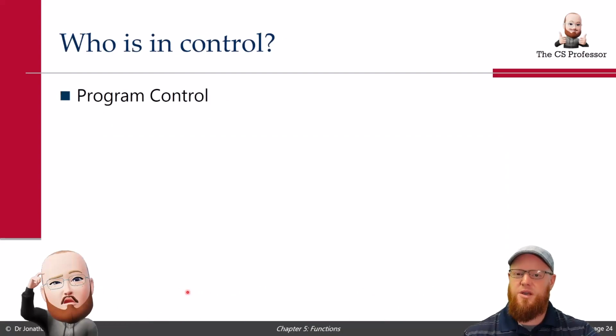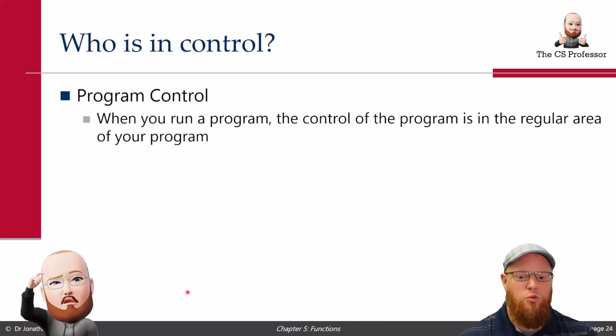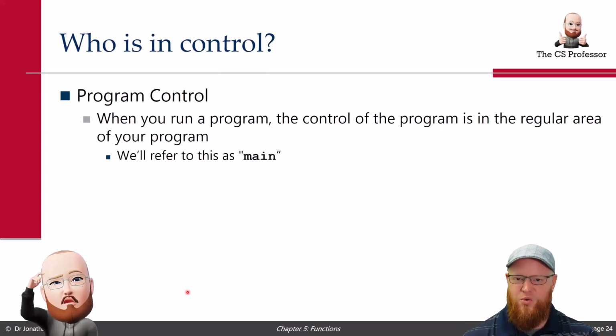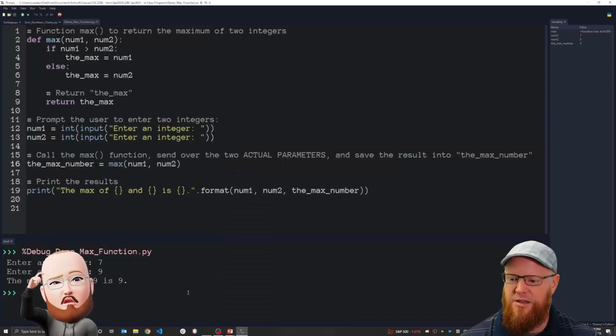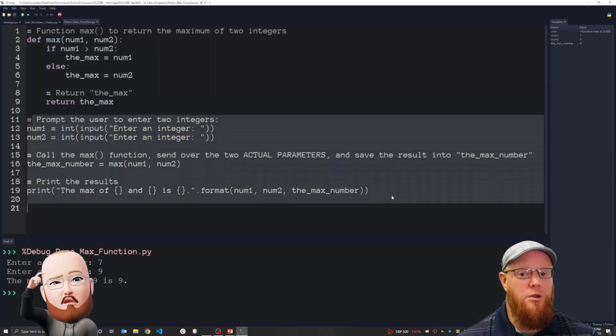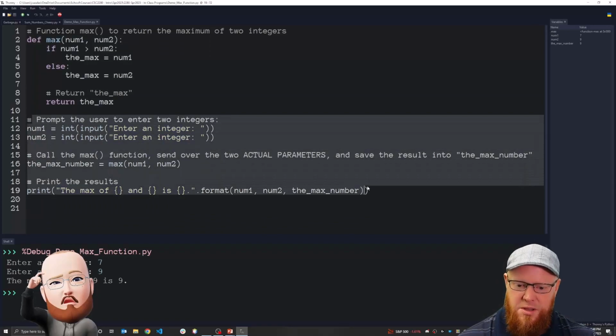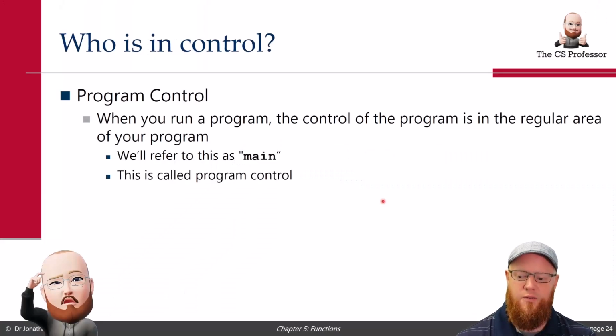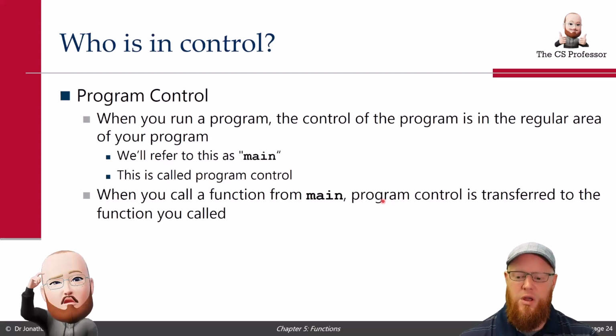So here's this slide called Who is in Control? Program control. When you run a program, the control of the program is in the regular area of your program. I will refer to this area as main, meaning when I run the program, the Python interpreter sees we have a function. It just acknowledges that fact, and then it continues with the regular area of your program. I'm going to call this the main working area of your program. This is called program control.